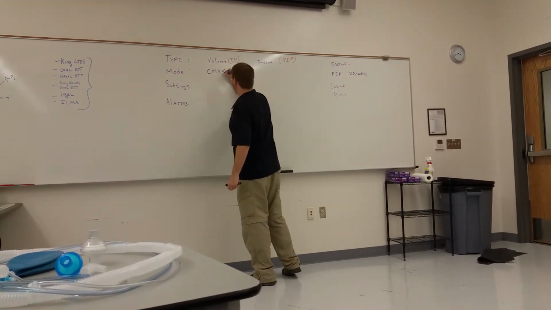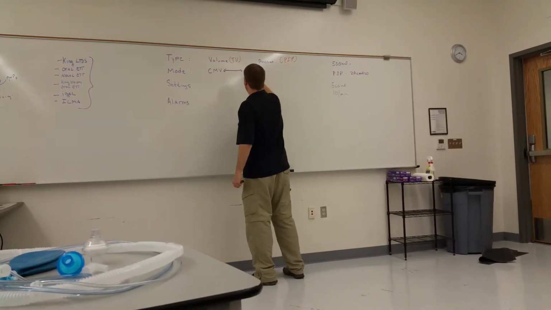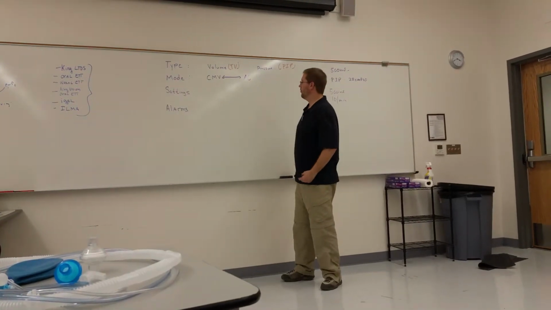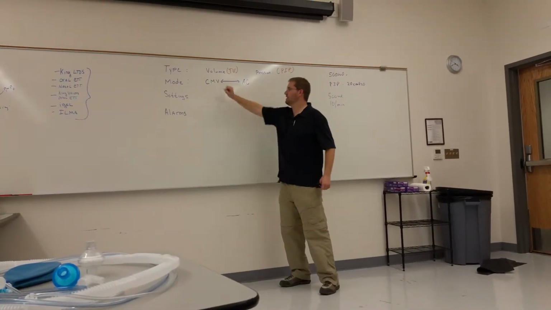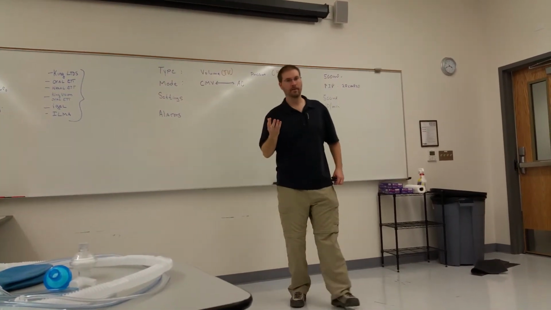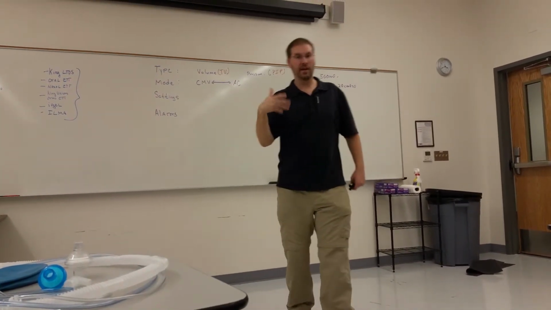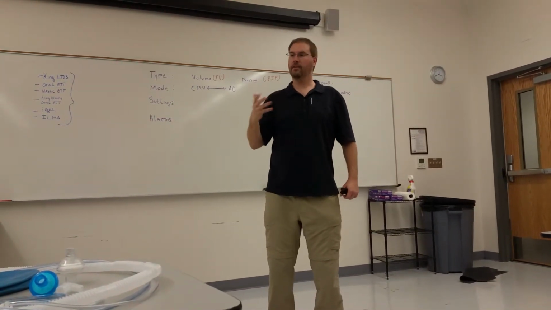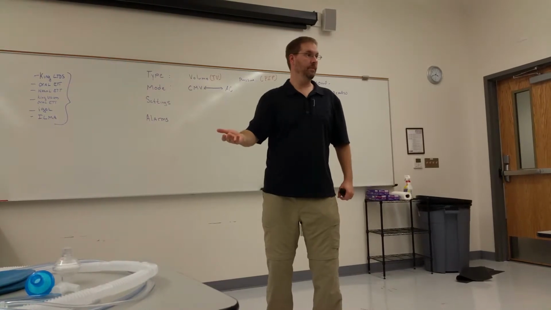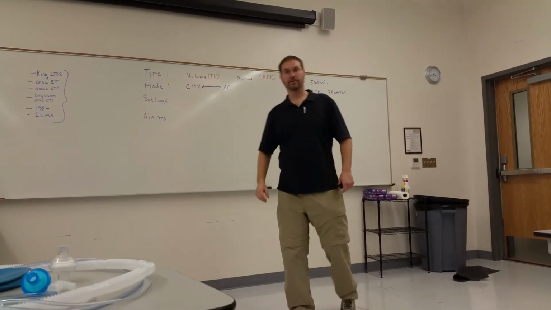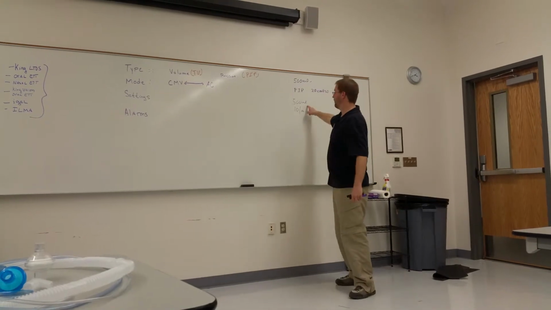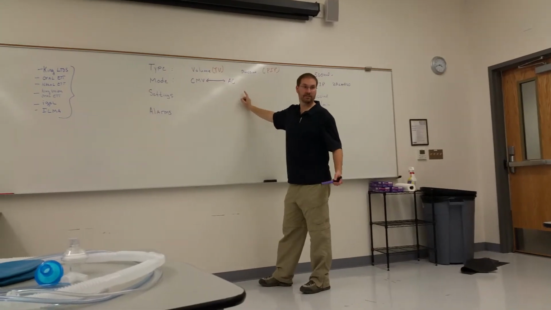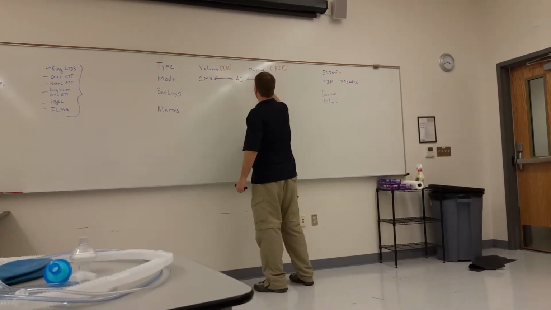Now, a step up from CMV is something known as AC, or assist control. The only difference between AC and CMV is the following. In assist control, if the ventilator senses the patient attempting to take a breath, the ventilator will deliver a breath to the patient. What kind of breath will the ventilator deliver? The preset breath. So there's a little more interaction going on here. Does that make sense?